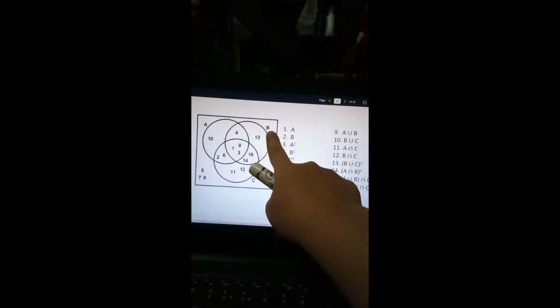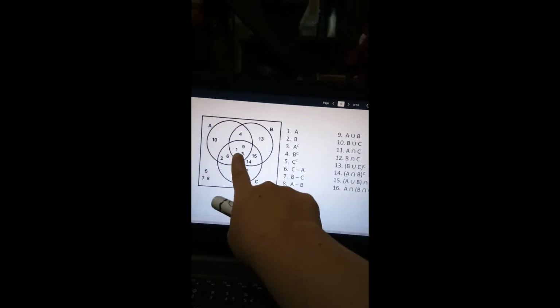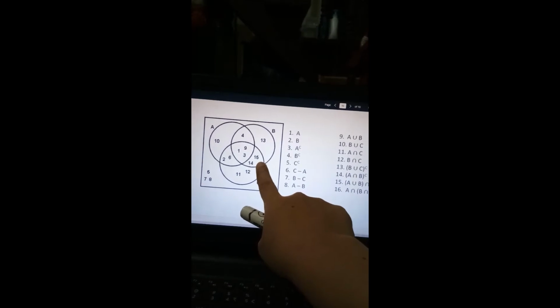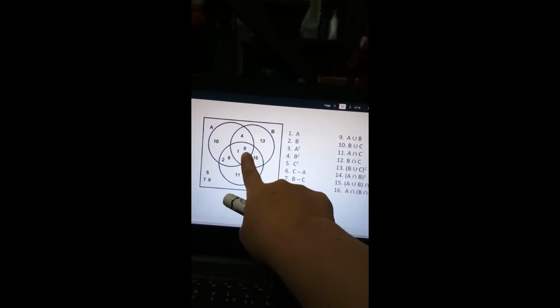Okay, so next, B intersection C. So B and then C. So we have 1, 9, 3, 14, and then 15. 1, 3, 9, 14, and 15 is the answer to number 12.